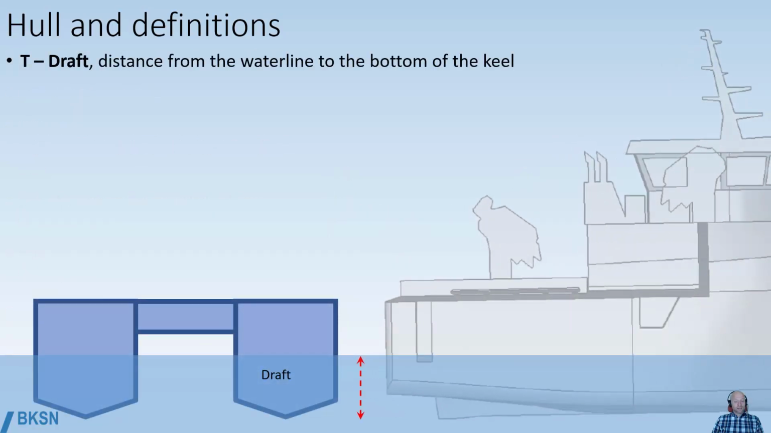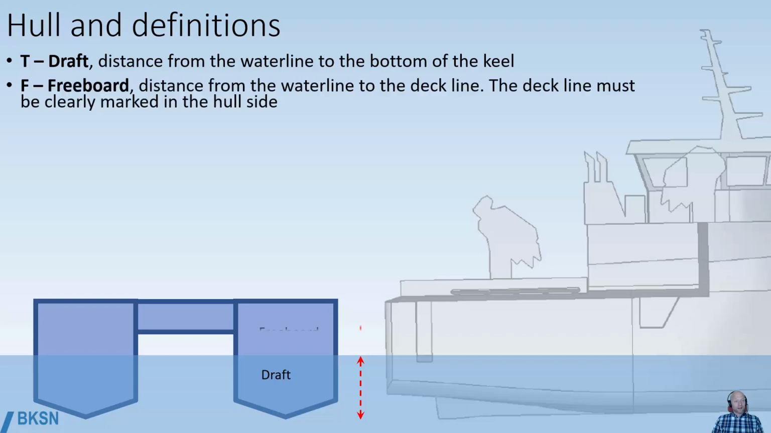A few more definitions. T is used as an abbreviation for draft, which is the distance from the waterline at the moment to the bottom of the keel. F, freeboard, that's the distance from the waterline up to the deck line, and the deck line must be clearly marked on the hull side, as we see the red line there.